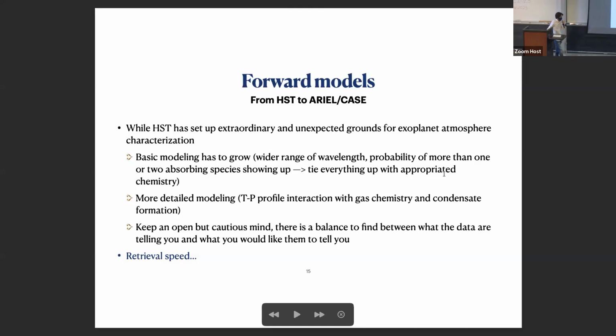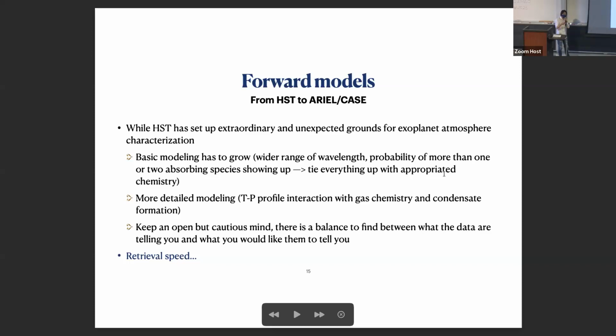And going from HST to Ariel, things will have to change. I believe that the codes, the retrievals by themselves, have already started to change. We'll have to adapt to this wide wavelength range where we're not probing just one absorbing species anymore, but multiple ones. And we have to tie all those quantities, all those volume mixing ratios of different species, together.